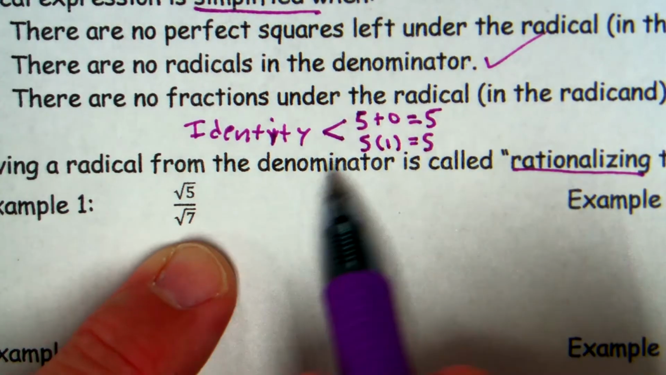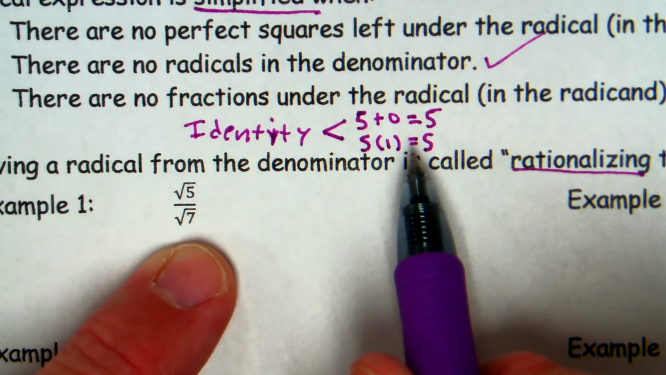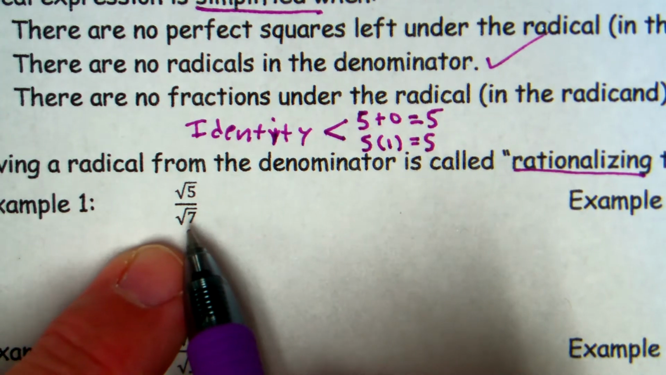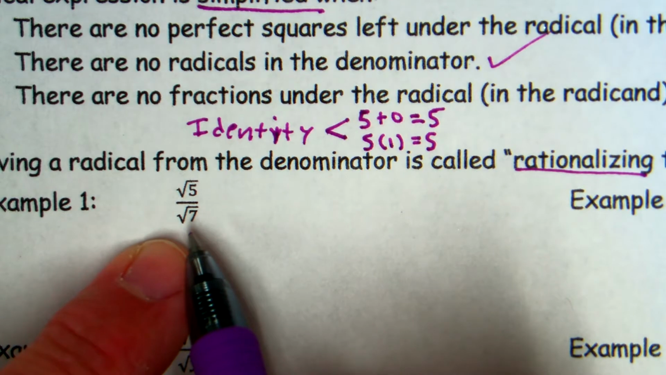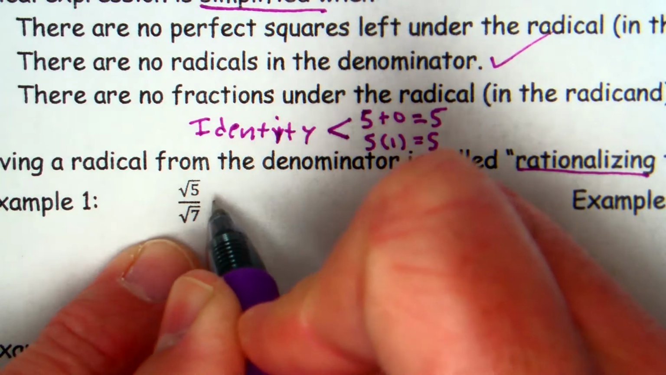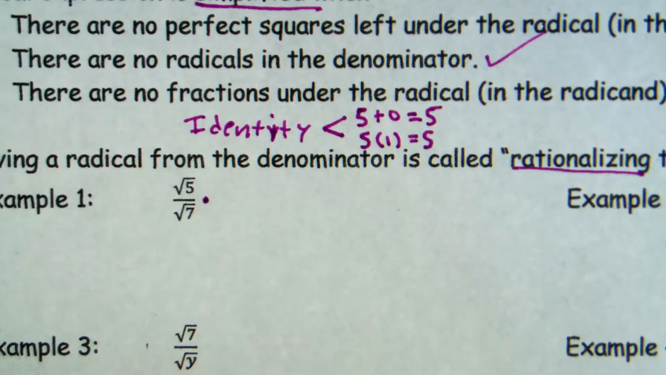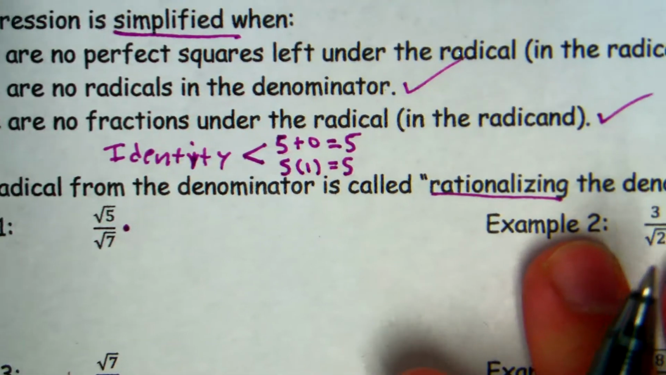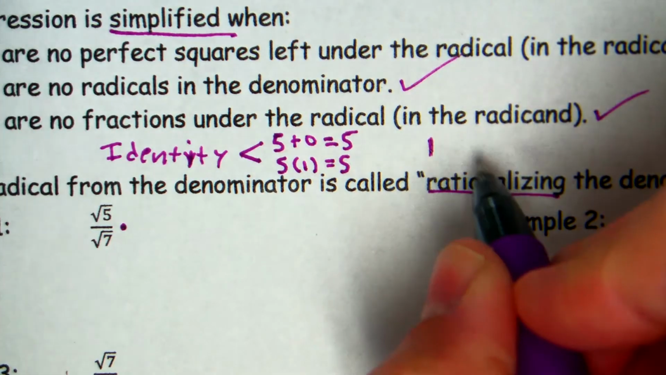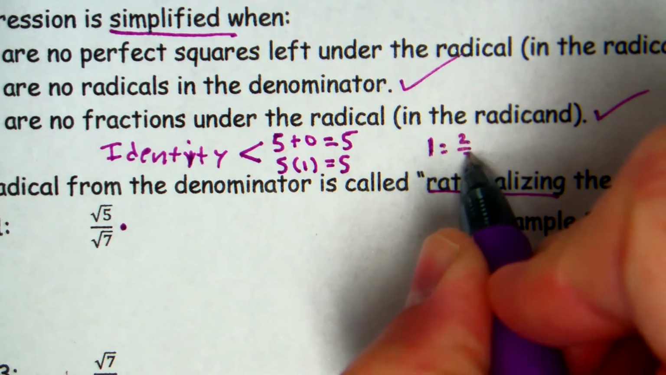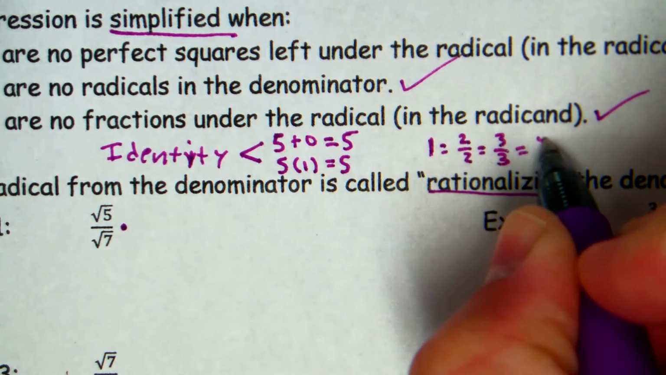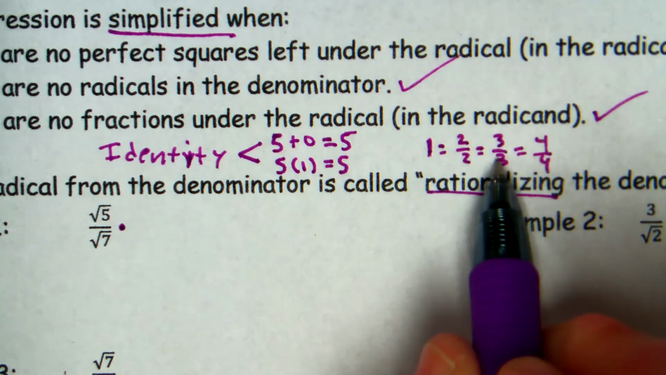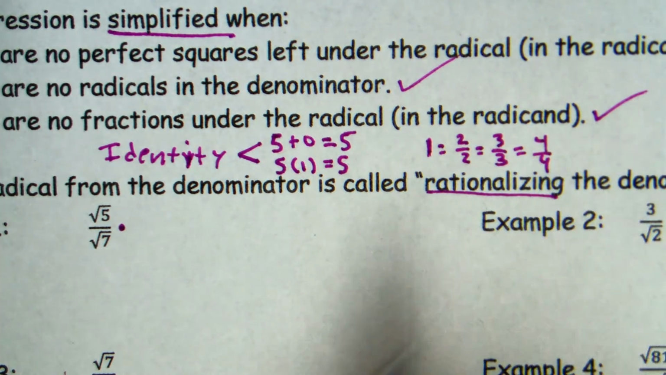I'm going to use this second version, multiplying by 1, in order to change the way that this fraction looks without changing its value. So, radical 5 over radical 7 is going to get multiplied by 1, but remember 1 can take a lot of different forms. I can write it as a 1, as 2 over 2, as 3 over 3, as 4 over 4. All of these are different ways of writing the number 1.